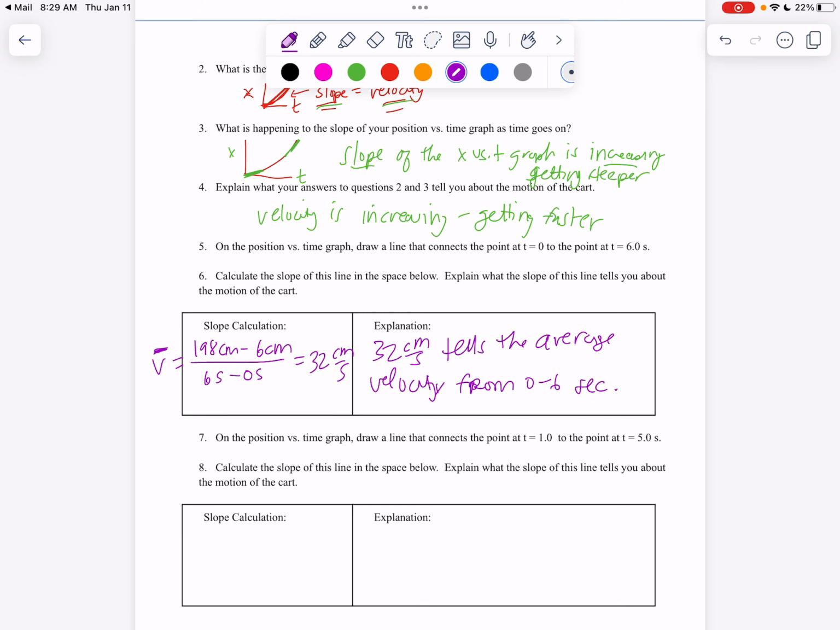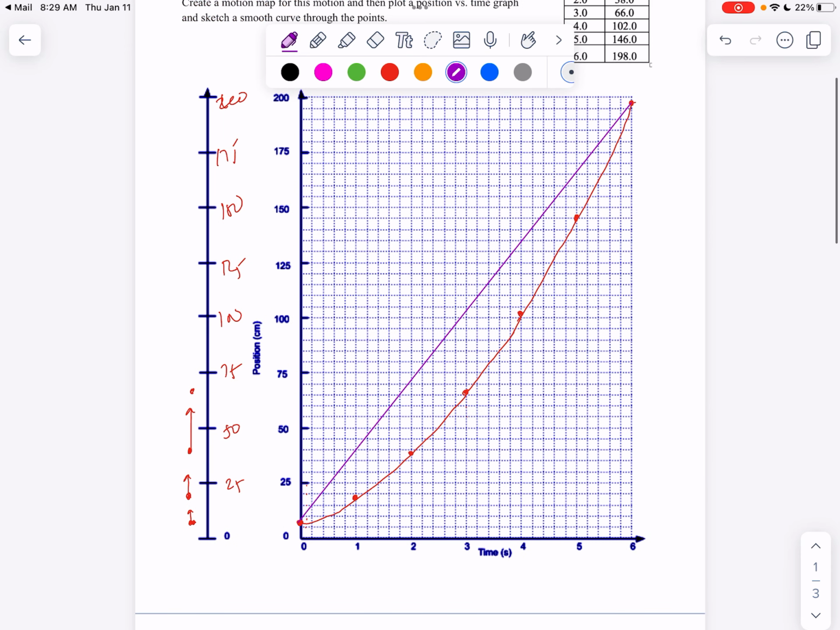Because it's not actually going 32 centimeters per second, right? Because we already said in the beginning, down here it's slower, and then up here it's faster, right? So that slope doesn't tell us the actual speed at all times. It's just on average, right? If it had been going a constant speed, or on average, it goes 32 centimeters per second, okay? All right, the next one we want to connect is 1 and, oh, that's not even the right kind of pen. Okay, we want to connect 1 and 5.